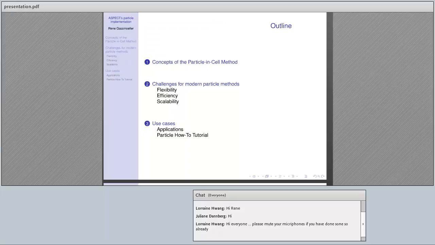I would like to give a short outline of my talk, which will start with some concepts about particle and cell methods and explaining some basics. Then the challenges that we faced when we implemented the new algorithm. In particular, I will talk about the flexibility of particle and cell methods, the efficiency of the implementation, and how to make modern particle and cell methods scalable to large model sizes. And I will end with some applications that we have done. And I thought it would be interesting to give a very short tutorial on how to use ASPECT's particle implementation.